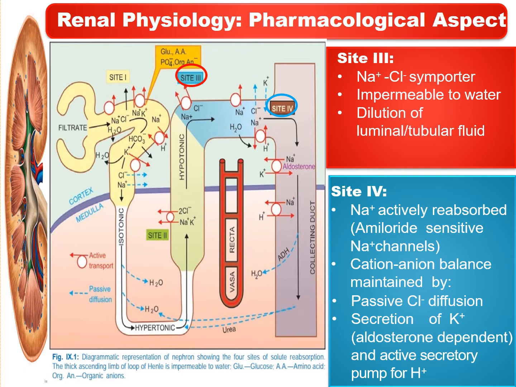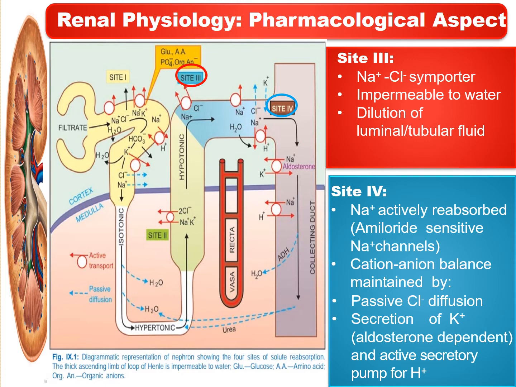In the late distal tubule and collecting duct, sodium is again actively reabsorbed, the cation-anion balance being maintained partially by passive chloride diffusion and partially by the secretion of potassium and hydrogen. Absorption of sodium at this site occurs through a specific amiloride-sensitive sodium channel and is controlled to a large extent by aldosterone. This provides a fine tuning to electrolyte excretion according to body needs.